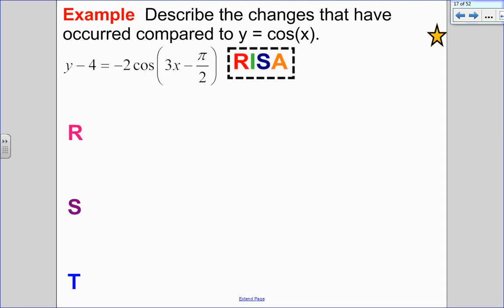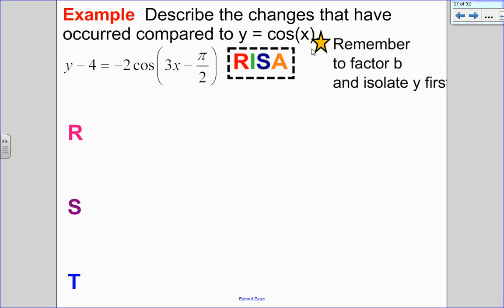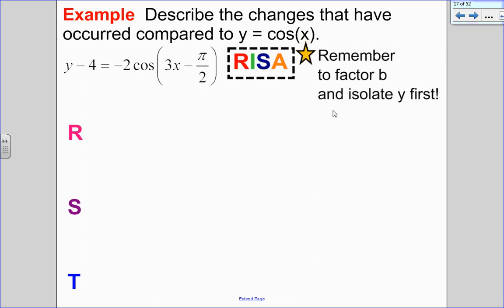Okay, let's try another one here. Describe all the changes that have occurred compared to y equals cos x. So first thing I notice, well, there's actually two things I notice. Y is not isolated, b is not factored. So remember from chapter 1, we always want to factor b and isolate y.